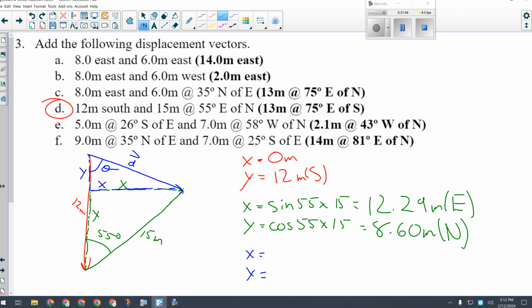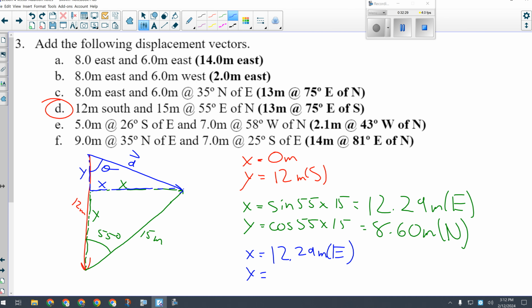So now that we've got those, we can look at solving for the blue triangle here. For blue X, blue X and green X clearly in that diagram are equal. They're the same line, they go right over top of each other, and that's simply because the red vector doesn't go east or west. The only time I go east or west is in the green triangle. So blue X and green X are equal, and that makes them 12.29 meters east.